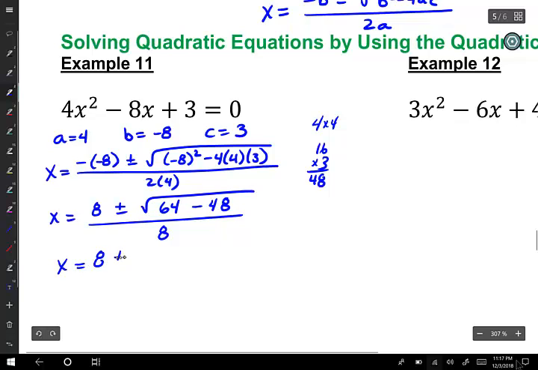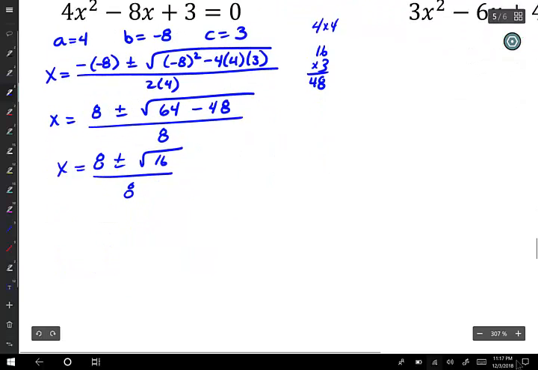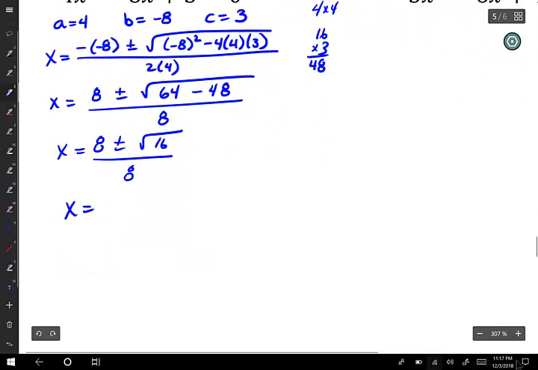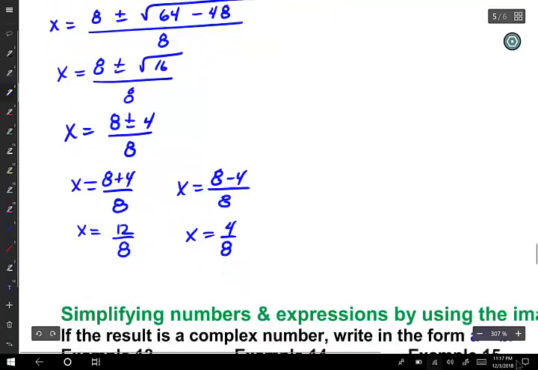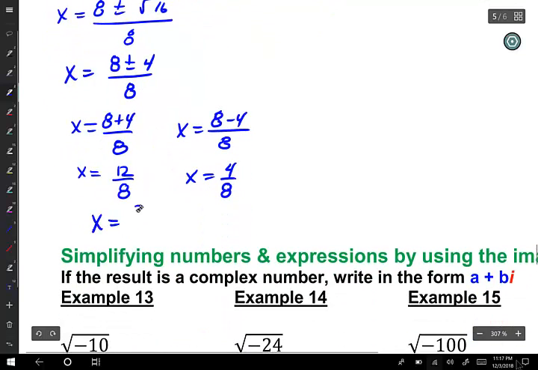Just as a side note, there will not be any calculators used on the test. So you're going to have to do this basic computation using scratch paper. The square root of 16 is 4, and so I've got 8 plus 4 over 8, and I've got 8 minus 4 over 8. So 8 plus 4 is 12/8. 8 minus 4 is 4/8. And so it looks like my answers are 3/2 or 1/2.